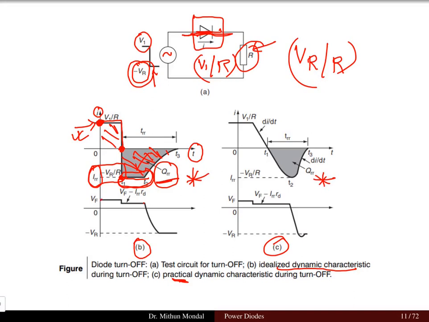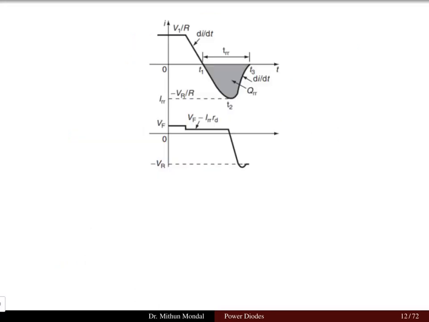So if you see the forward voltage which was constant in T1, it is subtracting the losses due to the reverse current, and then you have the negative. So let us see under the practical condition what is happening. If we talk about a time T2, let us see here the time T2.